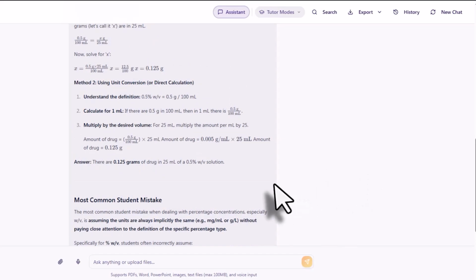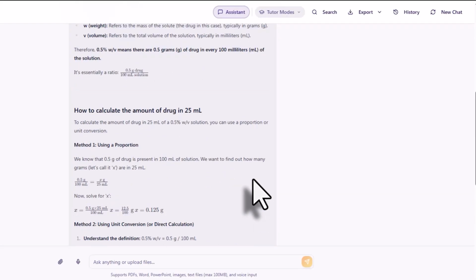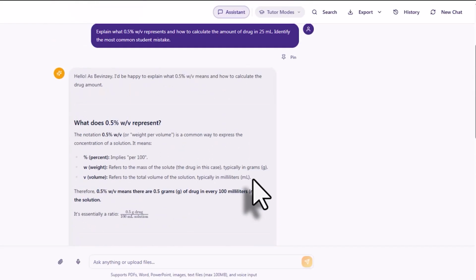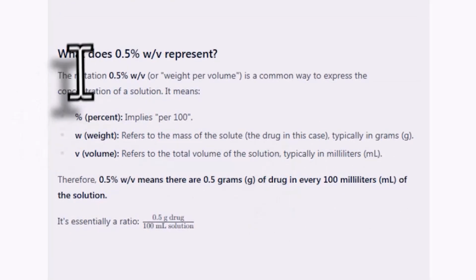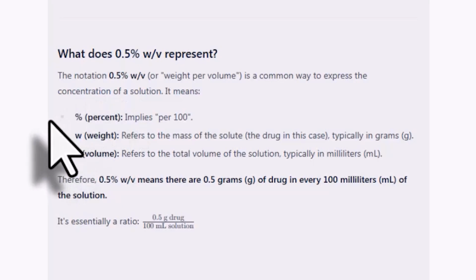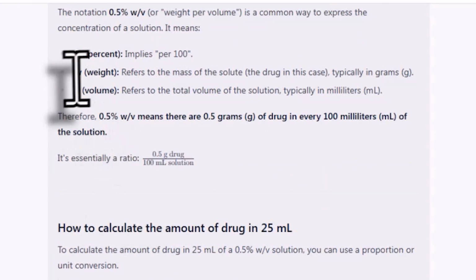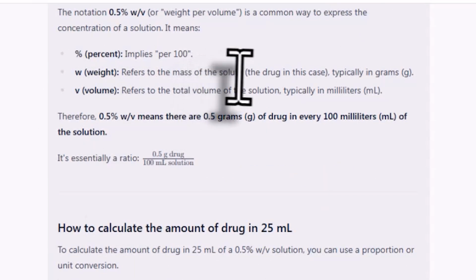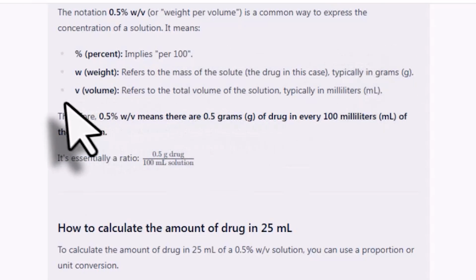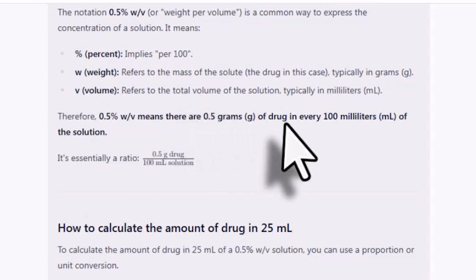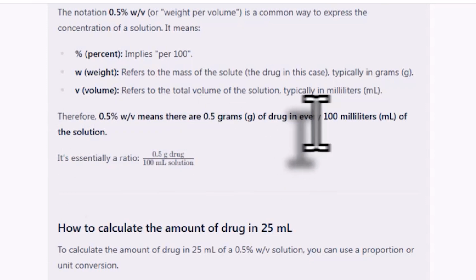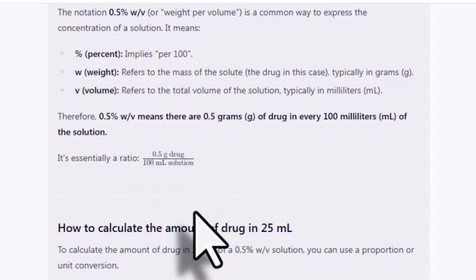When I decided to determine what the 0.5% weight by volume is, my understanding is 0.5 grams in 100 milliliters. But let's quickly juxtapose that with what BVNC decided to share. It starts off by saying what 0.5% weight by volume represents, and it talks about how percent implies 100, and the W is the weight or the mass of the solute, typically in grams, and that's correct. And then the volume is in milliliters, and so 0.5% is 0.5 grams of the drug in every 100 milliliters of the solution. That'll be correct, and that's exactly what I was alluding to.